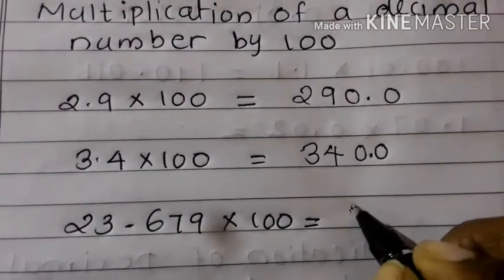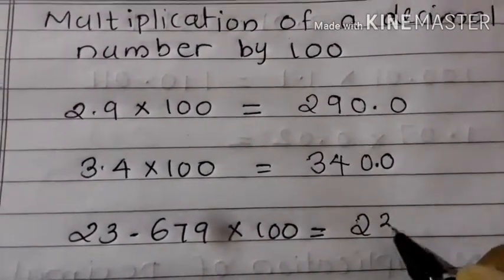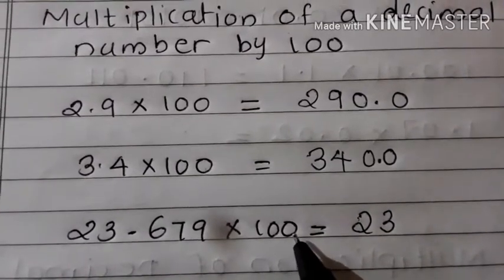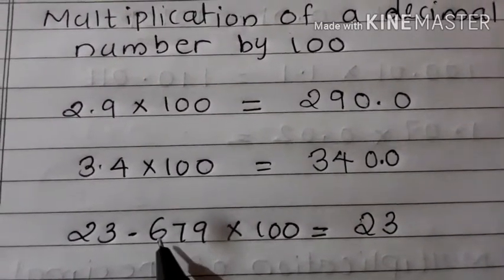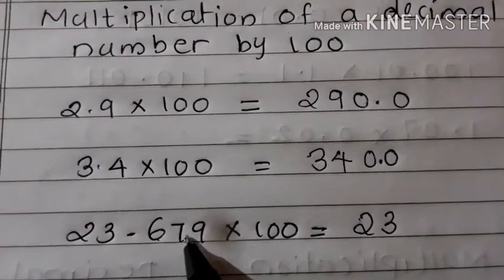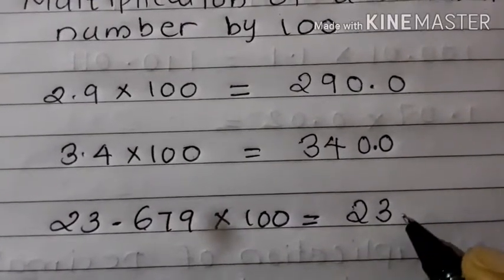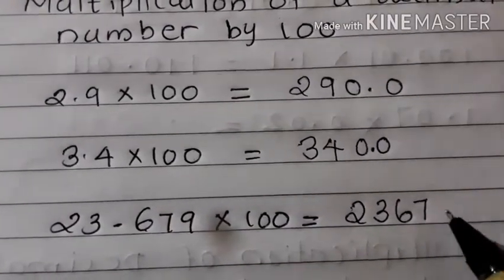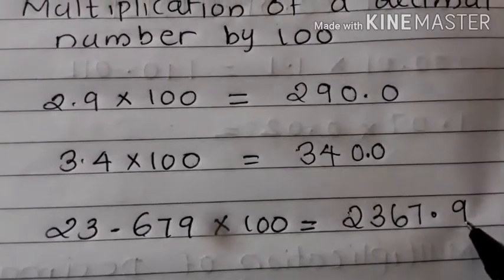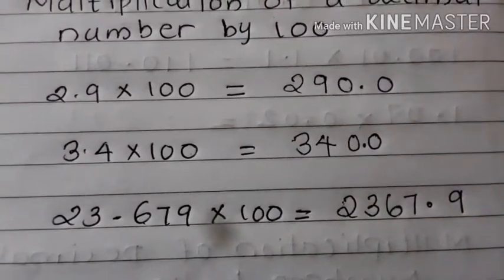Next one is 23.679 multiplied by 100. 2 digits are there. So we move the decimal point 2 digits. So 2367.9. We move 2 digits to the right.